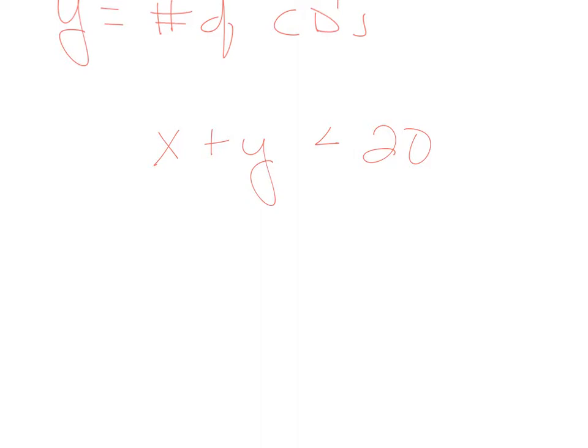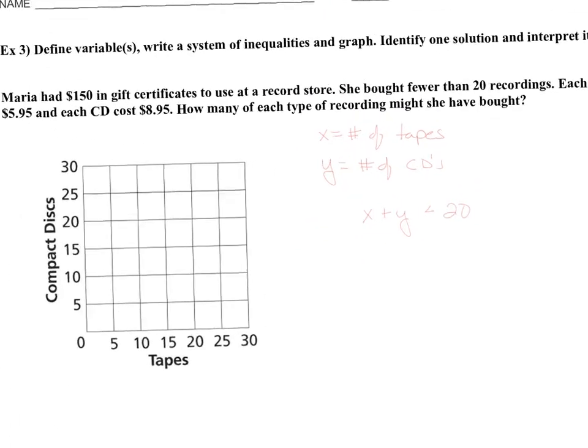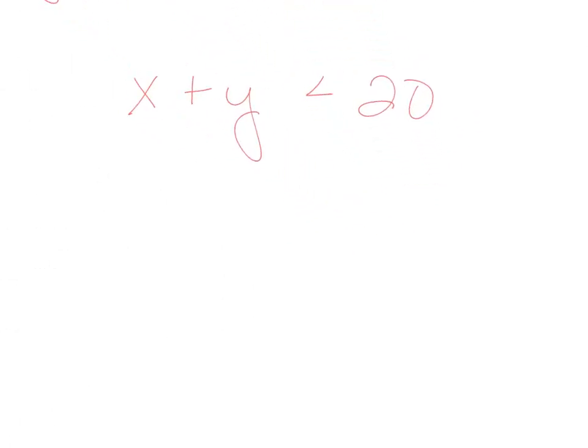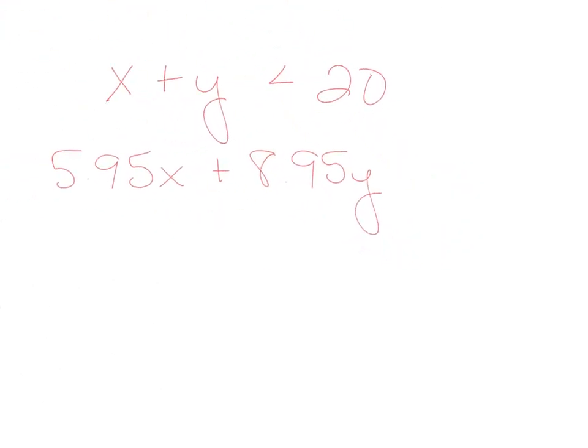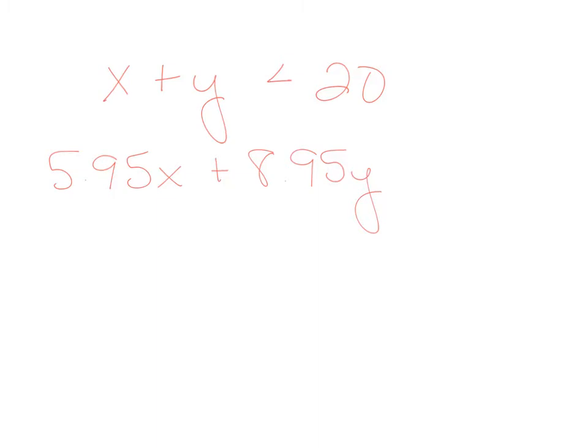All right, and now put your money on there. So tapes were $5.95, CDs are $8.95. So it's going to be $5.95X plus $8.95Y, and our total is $150 in gift certificates. So we won't be able to go over 150, right? 150 would be my biggest number, but I could equal it, okay?